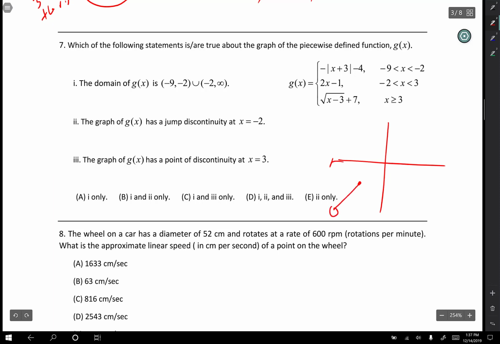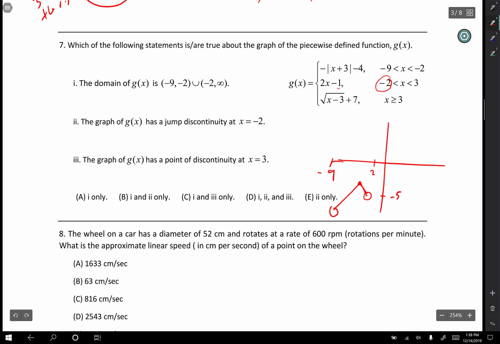I don't necessarily care too much about the y value for negative 9, but I do care about the y value at negative 2. So let's see. Negative 2 plus 3 is 1. Absolute value of 1 is 1, but I have a negative here. Negative 1 minus 4 is negative 5. So that occurs at negative 5. And then this function at negative 2, let's see, 2 times negative 2 is negative 4, minus 1 is negative 5. So I'm back here at this location.